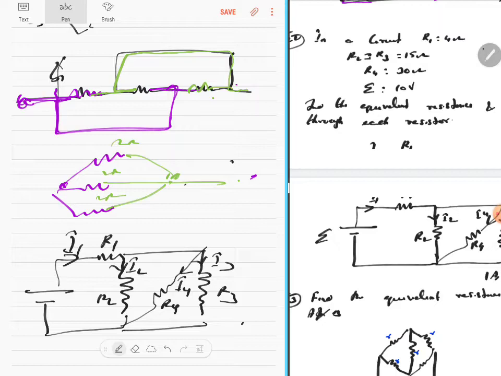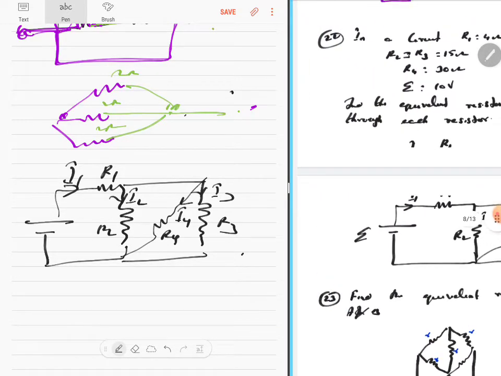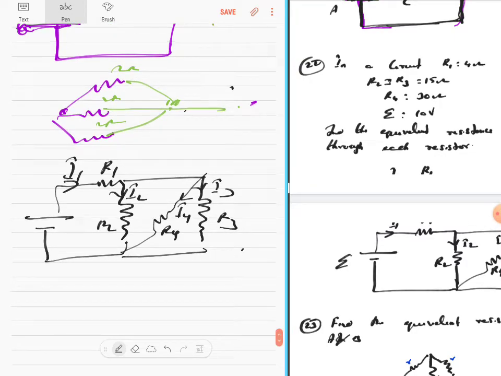And they have given the values of all the resistors R1, R2, R3, R4 as 4 ohms, all that has been given. Have I written it here? I have not written it, the question, yeah, it's here, R1, R2, everything is given. So let's calculate the equivalent resistance.